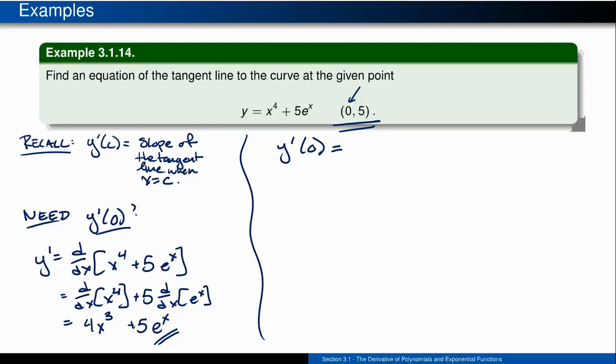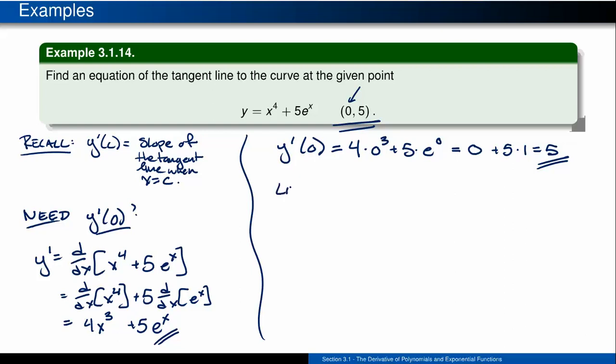All I'm going to do is just plug in 0 anywhere I see an x in this function, giving me a 4 times 0 cubed plus a 5 times e to the 0. This part's going to kick out a 0. This is going to be a 5. E to the 0 is actually just a 1, ultimately giving me a slope of 5.